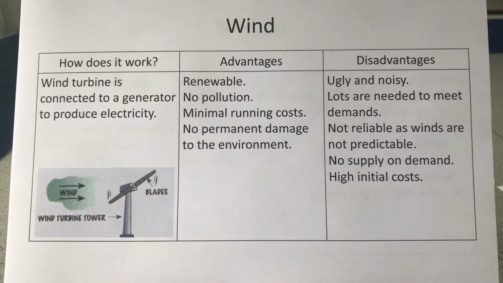So if you have some built near your house, the price might go down as a result of all of these wind turbines being put there. They put them in the sea quite a lot, and people say that it spoils the view. Lots are needed to meet the demands. They're not particularly efficient. They're not particularly reliable, as we don't know when it will be windy and when it won't be, so it's not predictable. There's no ability for that supply on demand, and there's high initial costs.